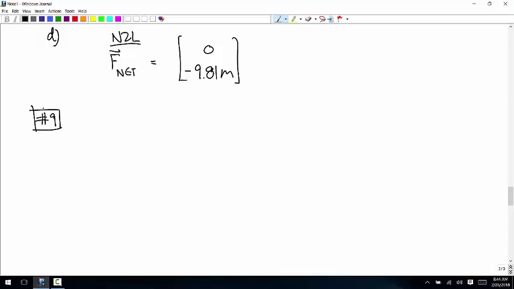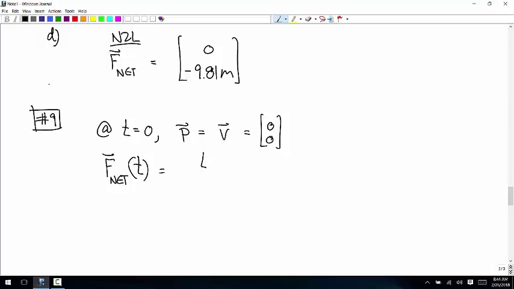So this one: when time is equal to 0, the position vector and the velocity vector are both 0. And then the net force vector as a function of time is t, negative 3t. What's the object's position vector as a function of time?